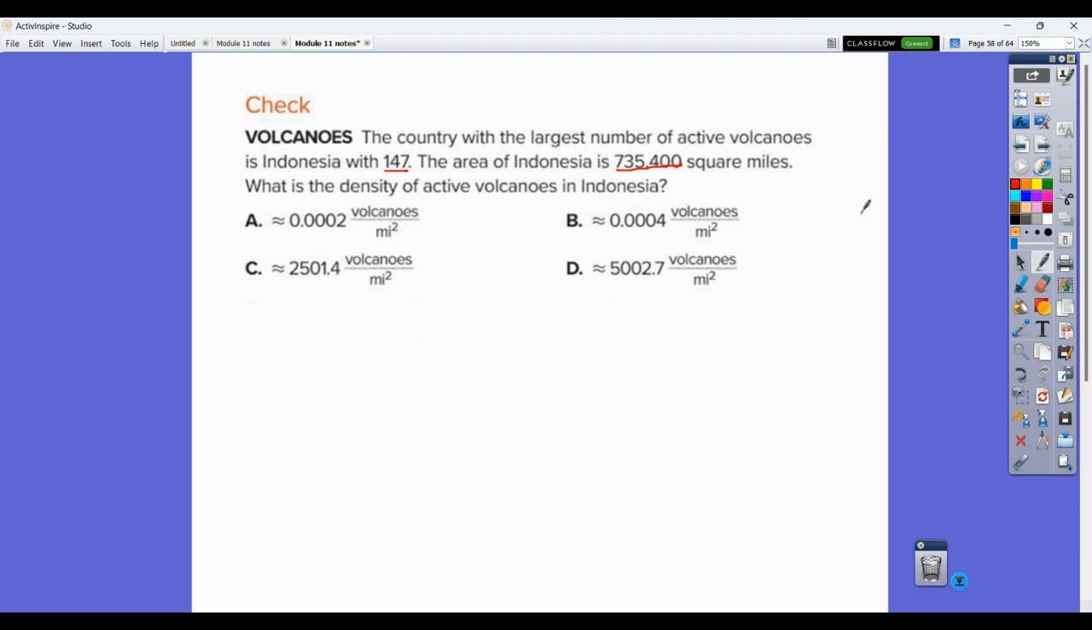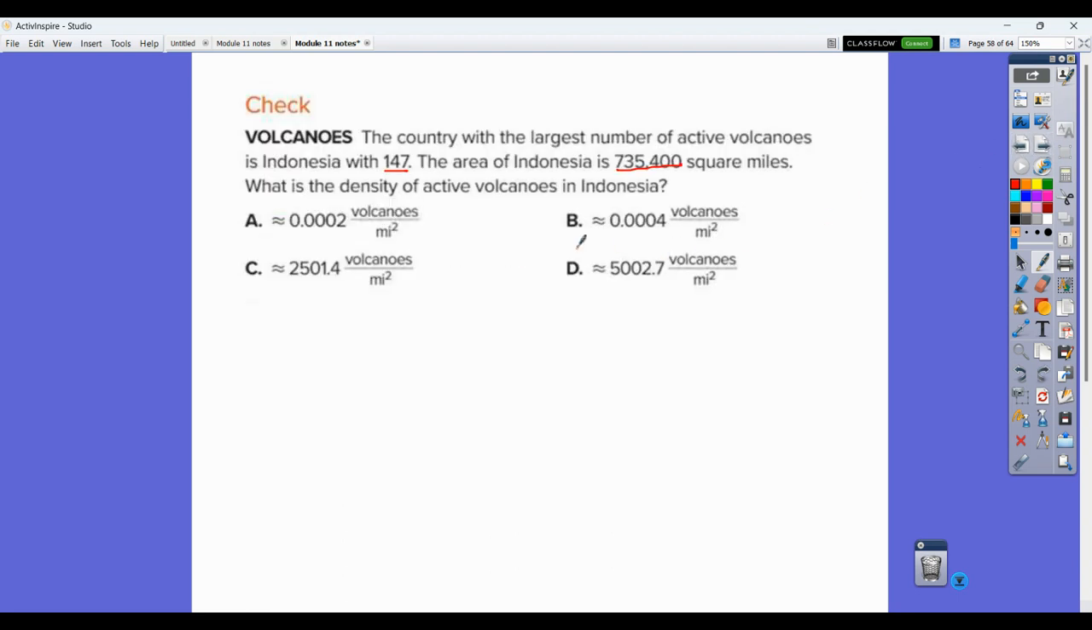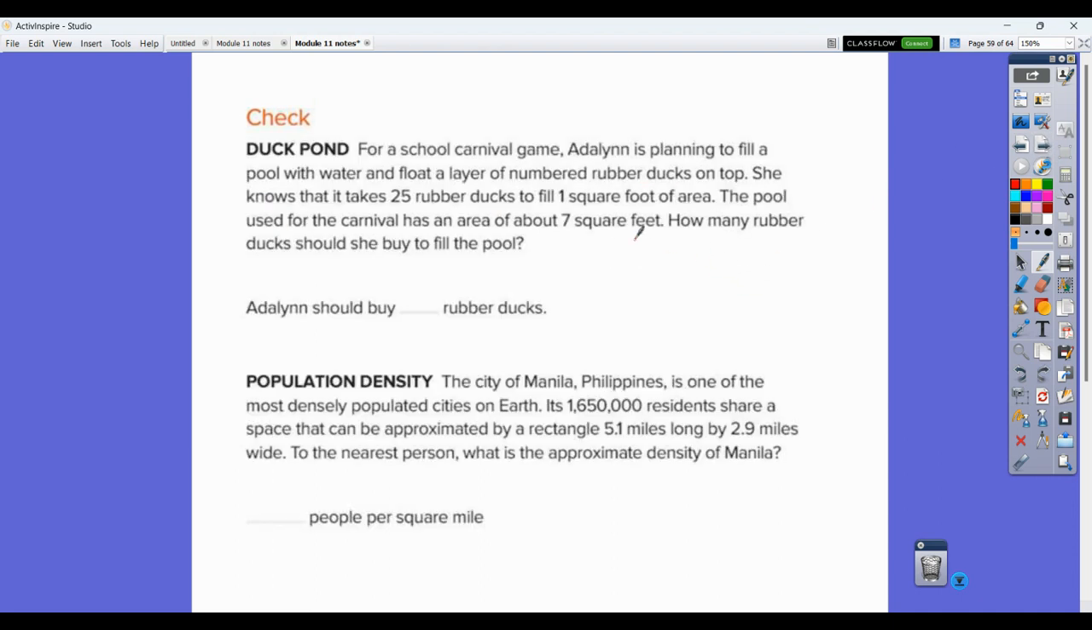So if we come back to this, we're going to talk number of objects divided by the area. So we're going to do the number of volcanoes, 147, divided by the area. And we're going to divide that out and get ourselves an answer of 0.0002. And so we would get that for that case, but that's what we are solving in that one. Okay, so that's number per area there.